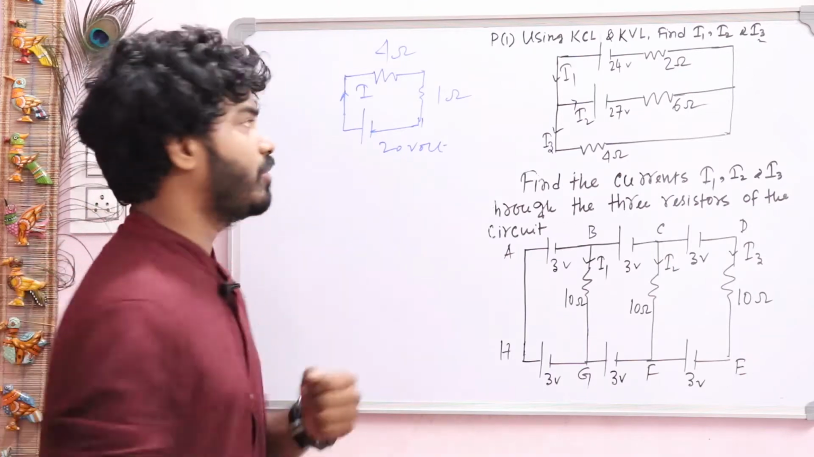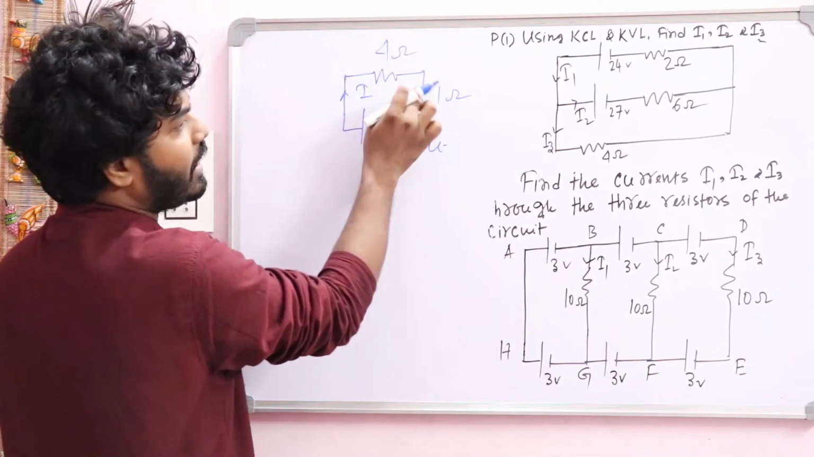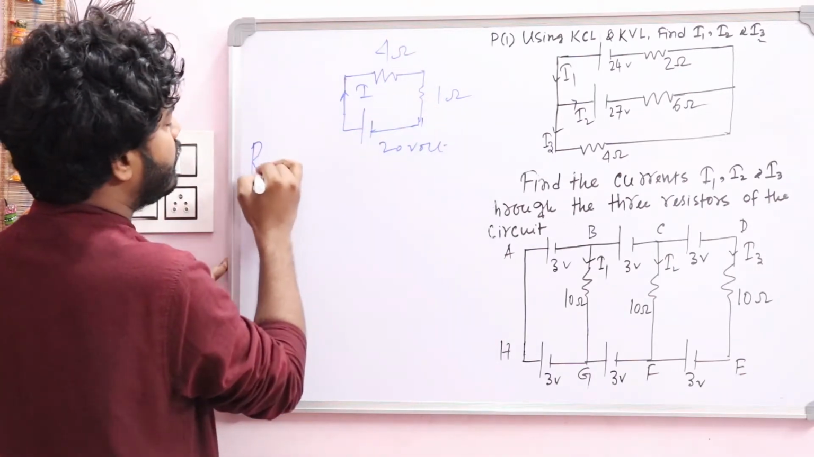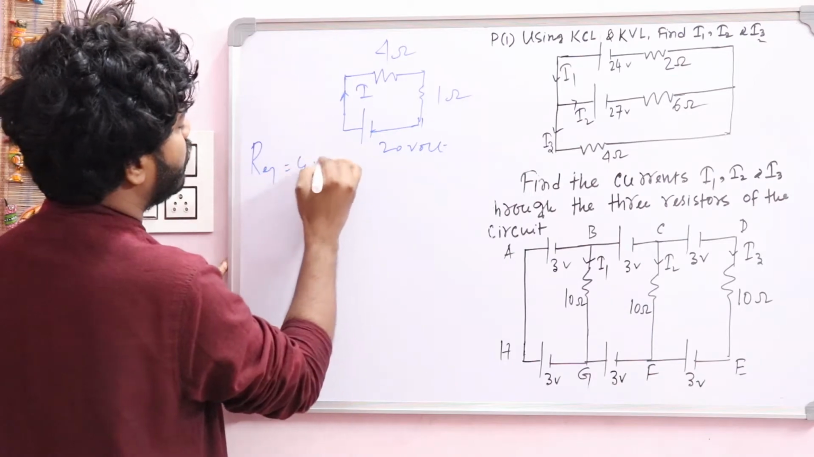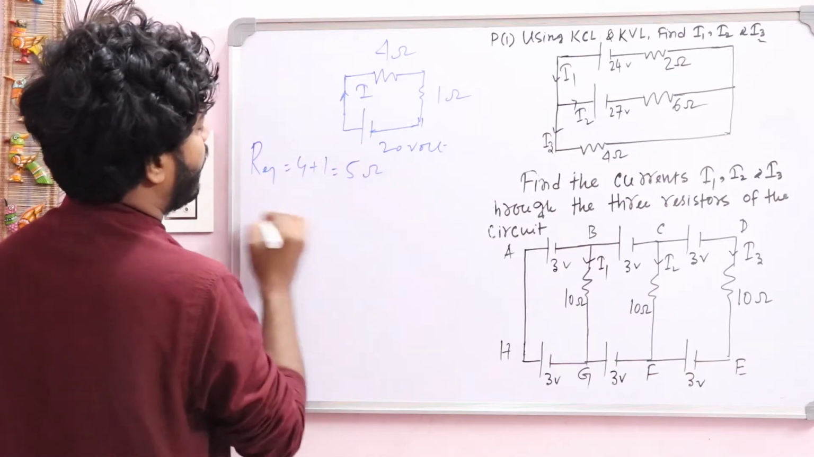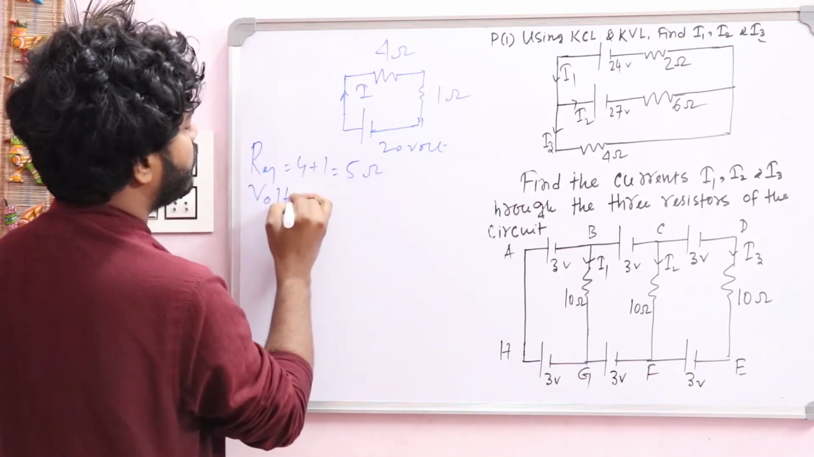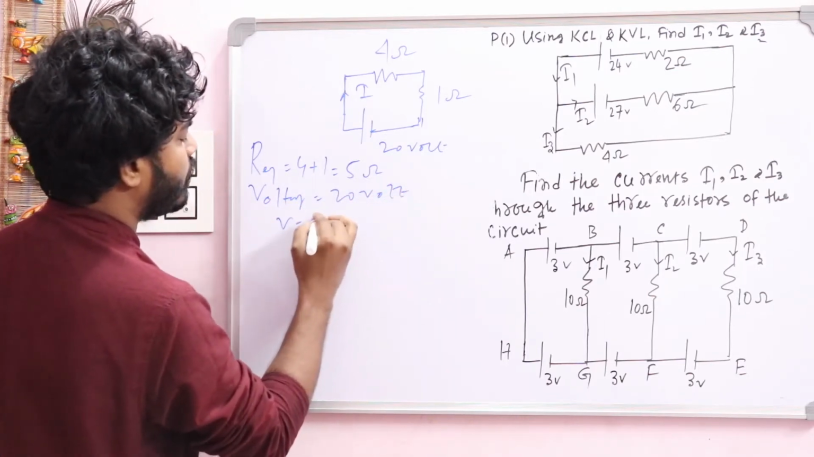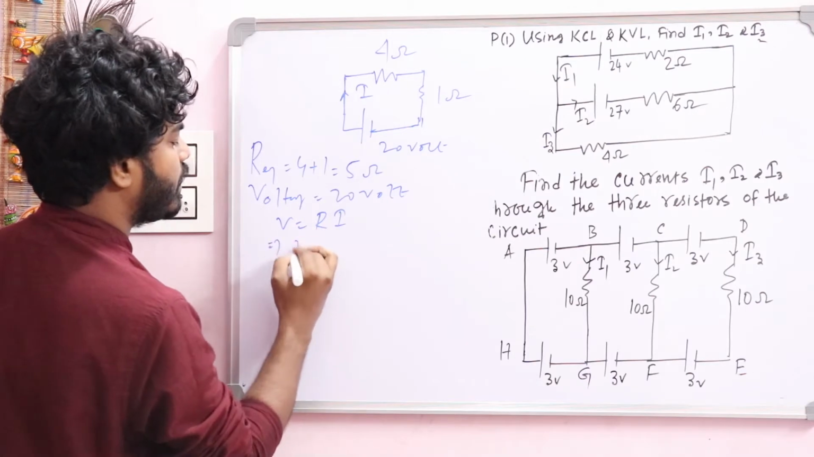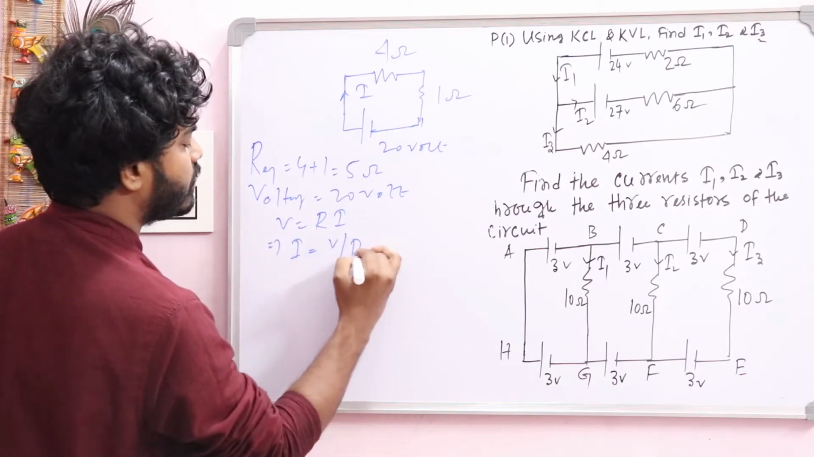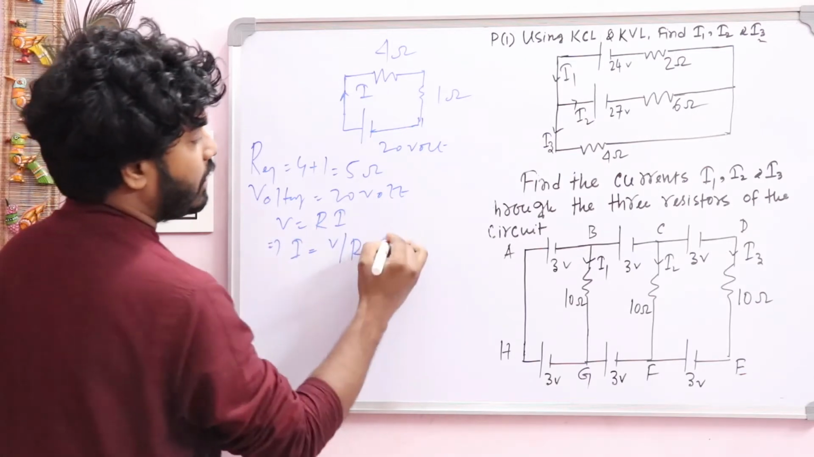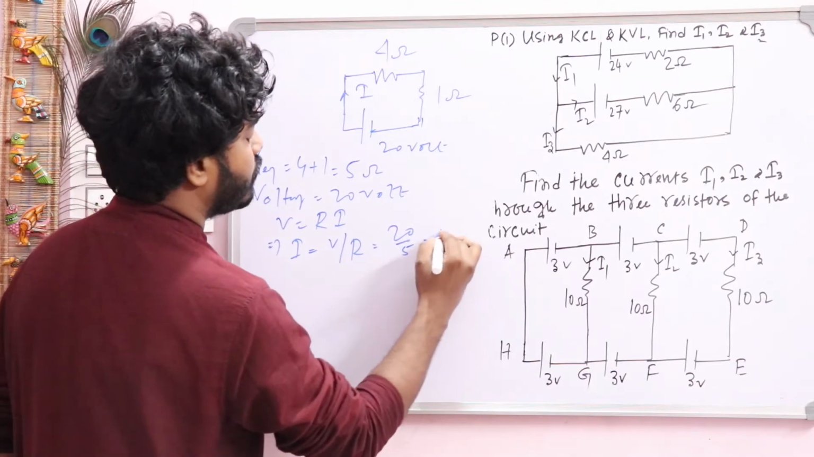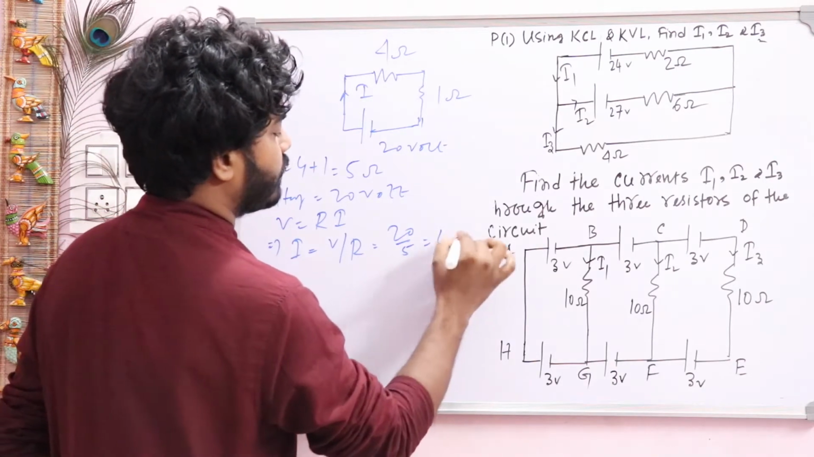All of you know 4 and 1 are connected in series, so the equivalent resistance is 4 plus 1, that is 5 ohm, and the voltage is 20 volt. So according to Ohm's law, V is equal to R into I. So from here you can easily say I is equal to V by R, that is 20 divided by 5. So this one will be 4 ampere.